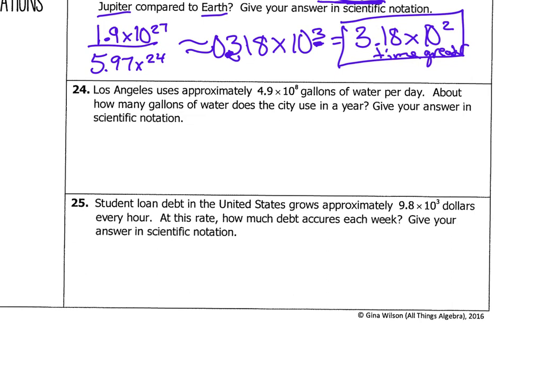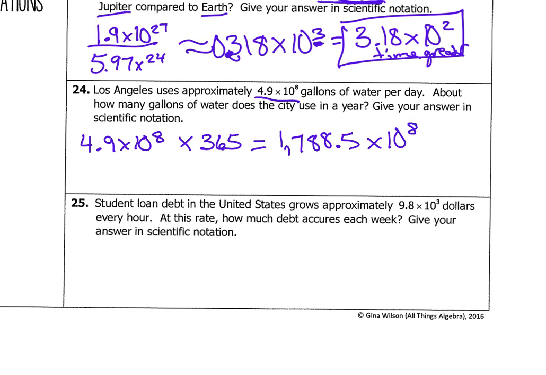Okay, Los Angeles uses approximately 4.9 times 10 to the 8 gallons of water per day. About how many gallons of water does the city use in a year? Give your answer in scientific notation. So this is each day, right? So this is 4.9 times, what are we going to multiply by? 365. Okay, so you're going to take 4.9 times 365, and you get 1,788.5 times 10 to the 8th.